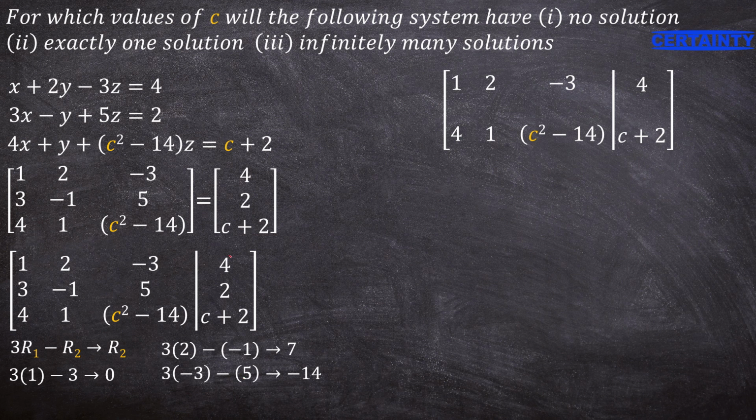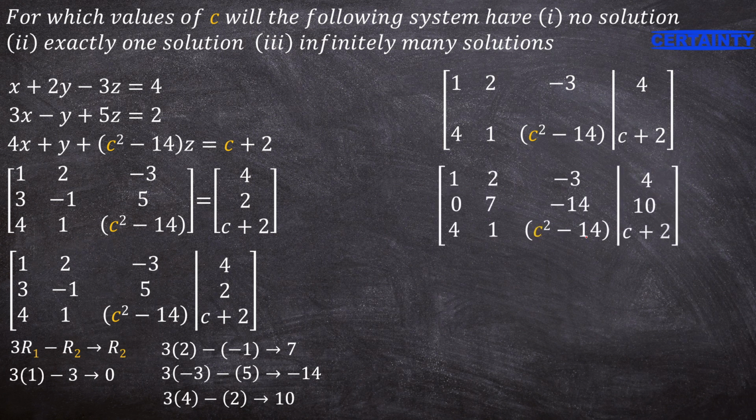And now let's go to the last column right here. For row 1 we have 4, and for row 2 we have 2. So by substituting, we're going to have 4 times 3 minus 2, which is equal to 10. Okay, so now let's substitute our values in our new matrix, as you can see. So that's what we have.